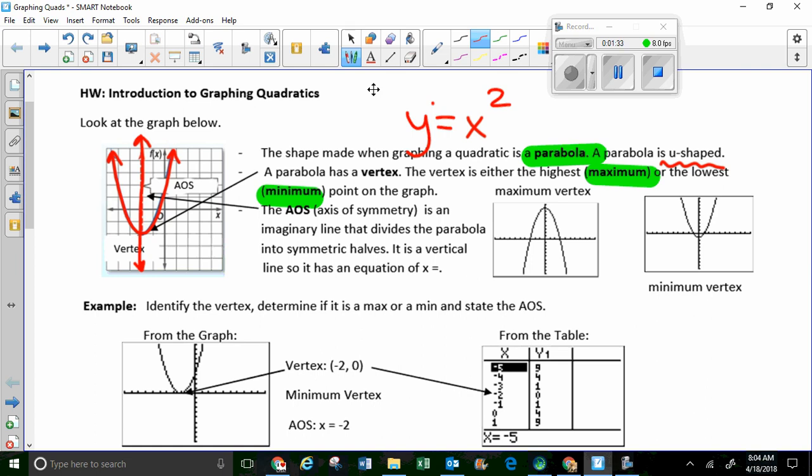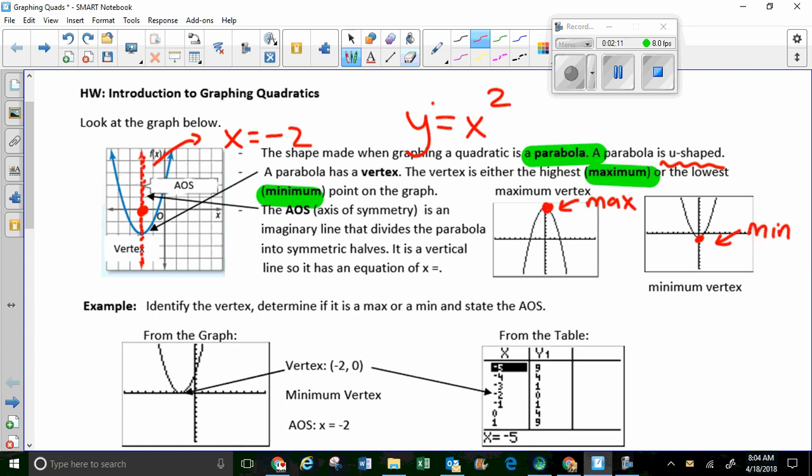So the axis of symmetry actually has an equation, and the equation is going to be an x equals equation. In this case right here, because my axis of symmetry is at an x value of -2, we would say that it has an equation of x equals -2, and it's an imaginary line. You can see over here too, this is an example of a maximum vertex. That would be a max. And then you can see here it's the bottom of the U, so that's a minimum.